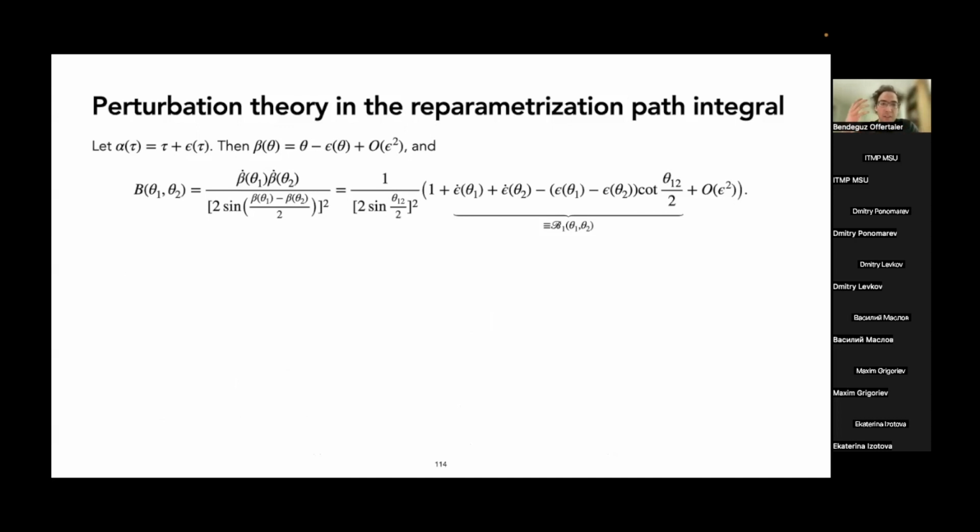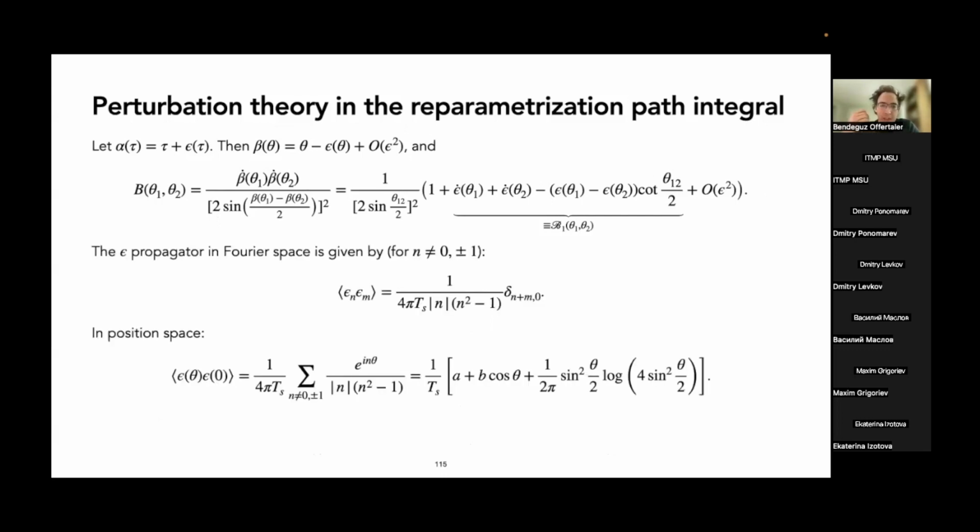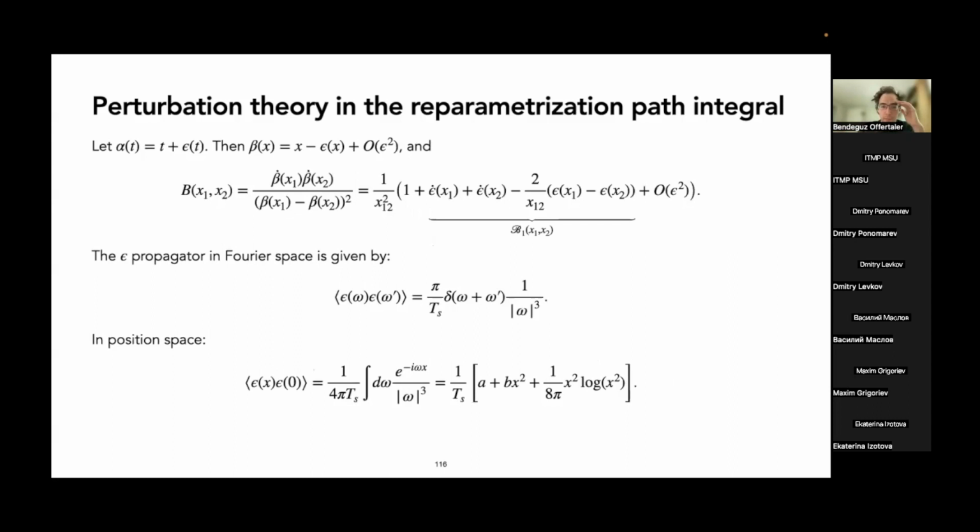Okay, so to do perturbation theory in the reparametrization path integral, we need two ingredients. First of all, we have these dressed 2-point functions, which we can expand in powers of epsilon, the fluctuation of the reparametrization mode. And we also need the epsilon propagator, which in Fourier space on the circle takes this form. We can, in position space, just sum over the Fourier modes, and we get this simple closed form. Here, A and B depend in general on our gauge fixing condition. So we need these coefficients to drop out of the computation of any gauge invariant observable. We can also do the analysis on the line.